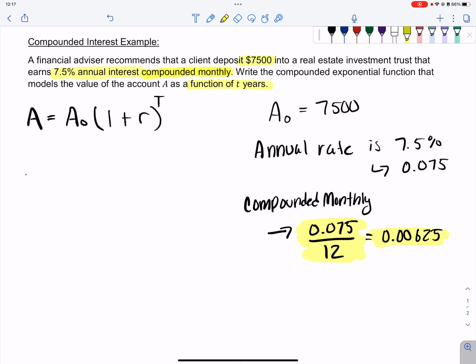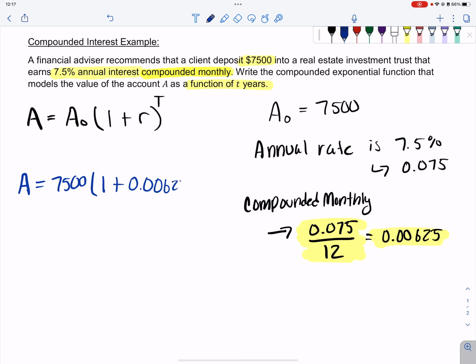Okay, so now we have these two pieces of information: our starting amount and our monthly rate. So let's go ahead and take that and put that into our formula over here on the left. So we have that the amount in the account is equal to 7,500 times 1 plus the 0.00625. And now I want to raise this to the t power, for t being years.